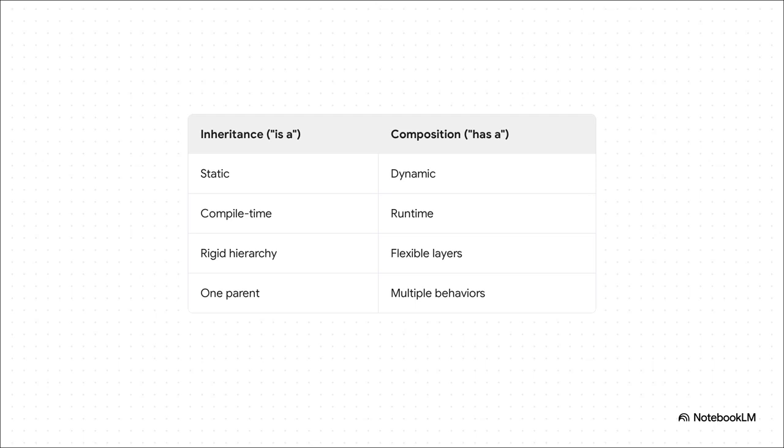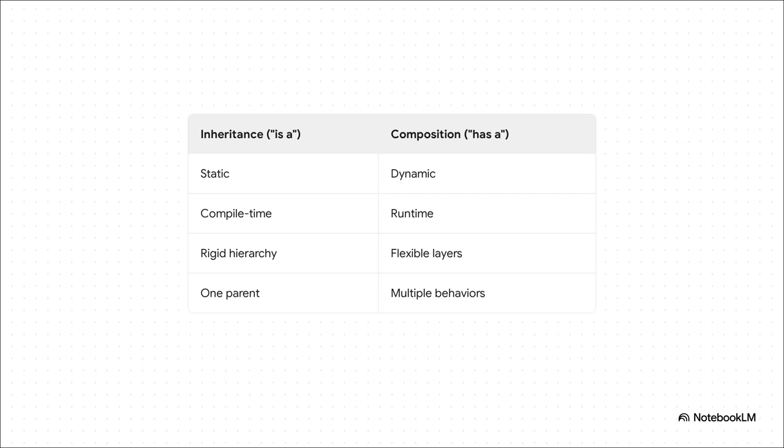This slide really gets to the heart of the mental shift you have to make. With inheritance, an SMS notifier is a notifier. It's a static, permanent relationship that's set in stone when you compile the code. But with composition, our object has a notifier. That tiny change in language from IS-A to HAS-A is what gives us all this incredible flexibility.